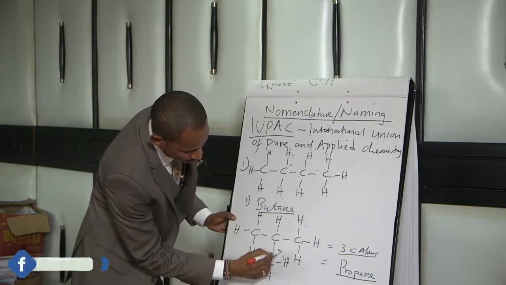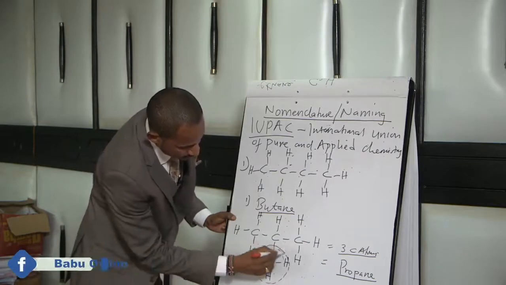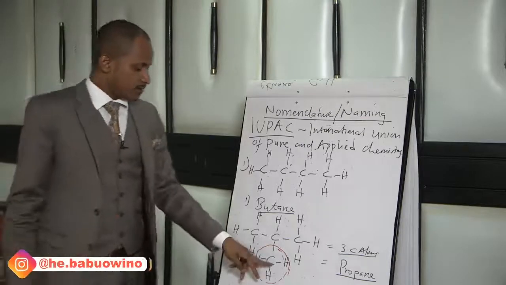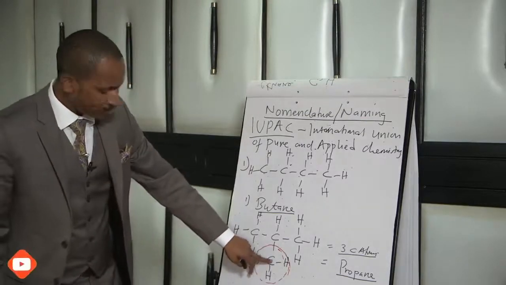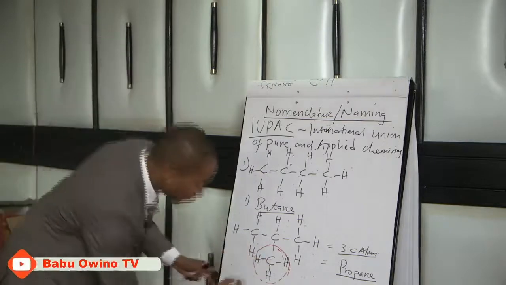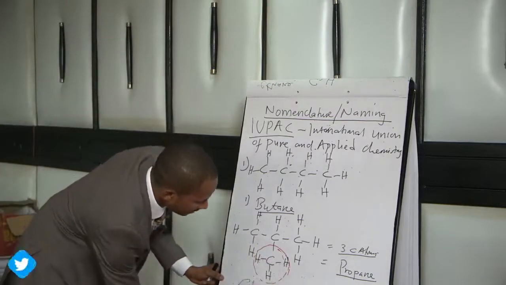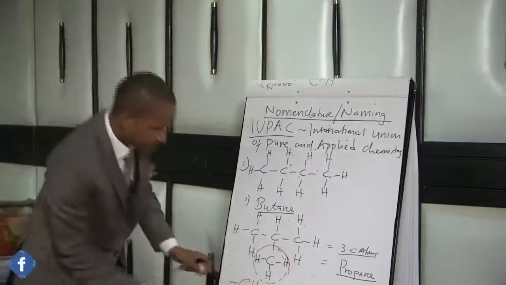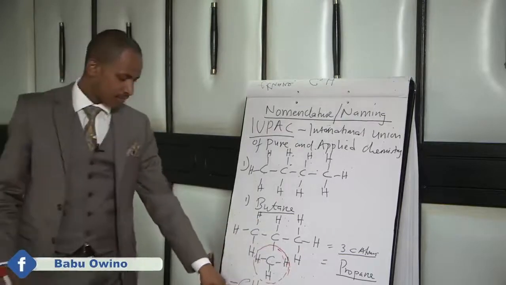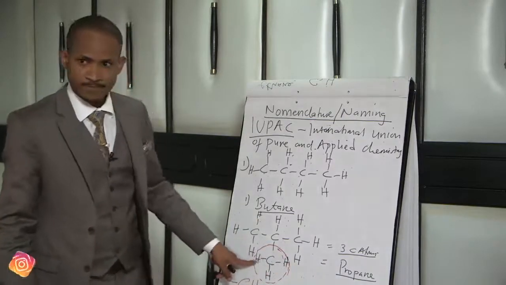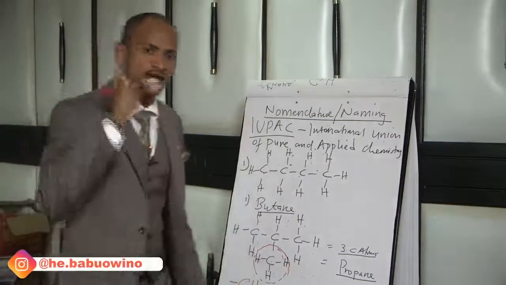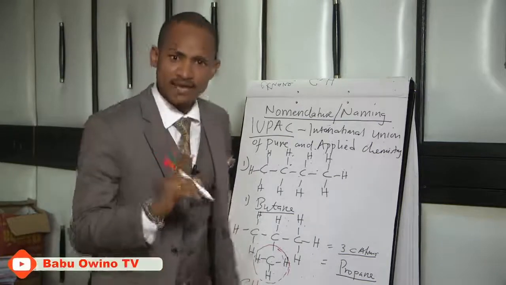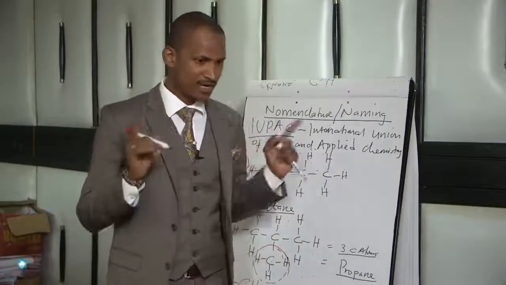If this is our longest continuous chain, we can see there's a branch here. So we want to identify what this branch is and name it. The branch has one carbon atom with 3 hydrogen atoms, but it has 1 hydrogen atom less from the parent alkane. Are we clear, class, or am I confusing?